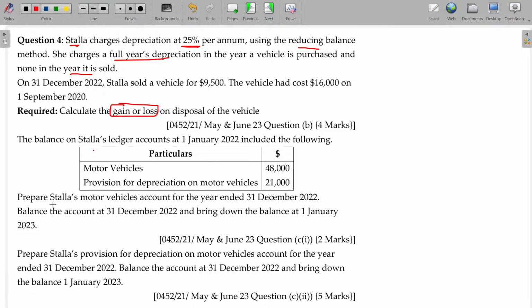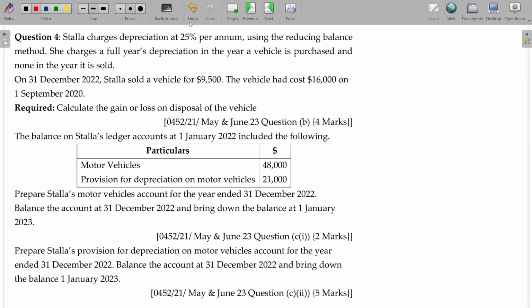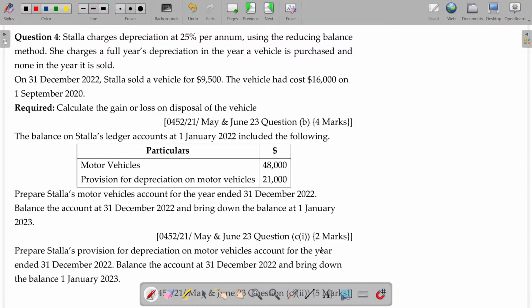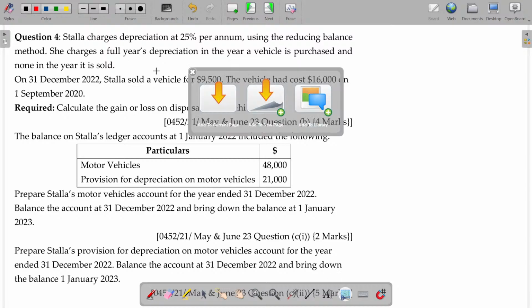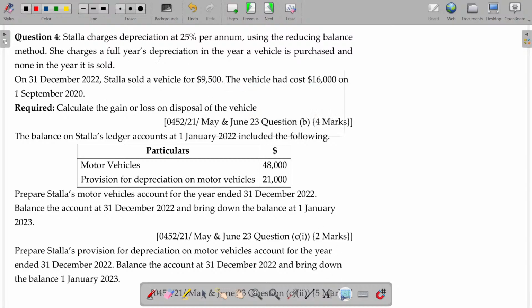So from this, we have to prepare Stella's motor vehicles account, also provision for depreciation account. So we have to prepare all these ledger accounts. Clear? So we have to prepare all these things. I need only this one for my preparation.